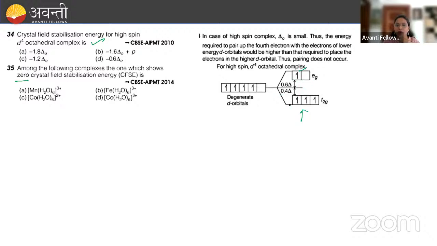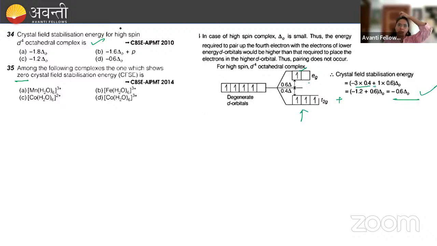When we calculate the crystal field splitting energy, how do we calculate it? The 3 electrons present here multiplied by 0.4, minus the electrons present in eg. Sorry, we have to add it with the 1 electron present here. You will get the answer this way. Simple addition and multiplication. Did everyone understand?